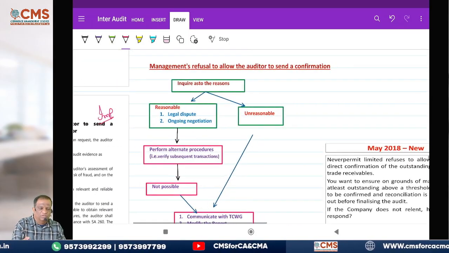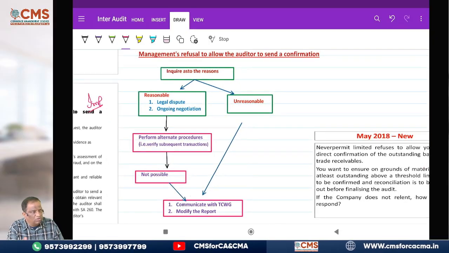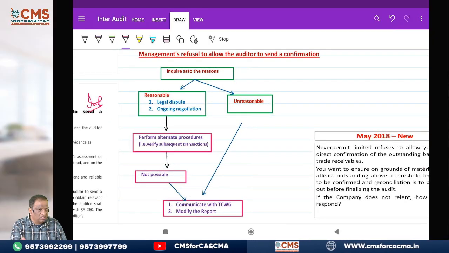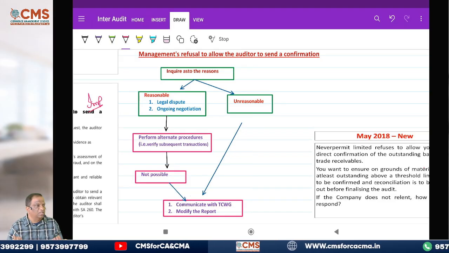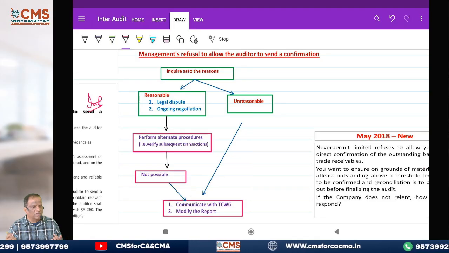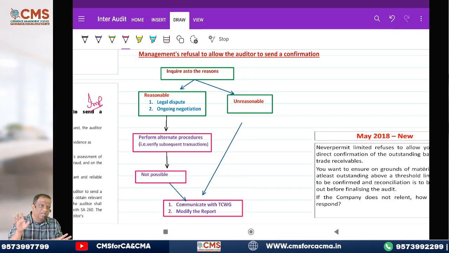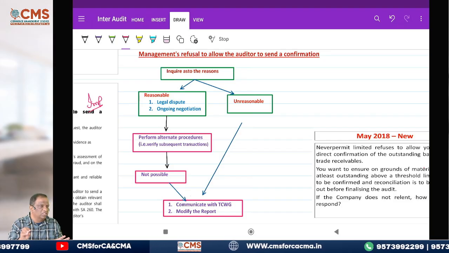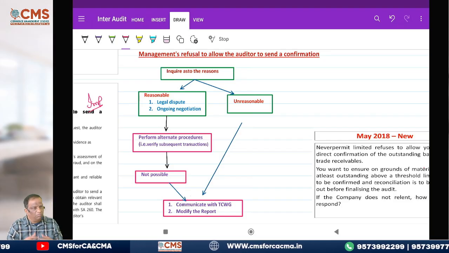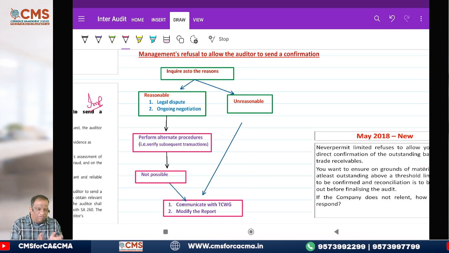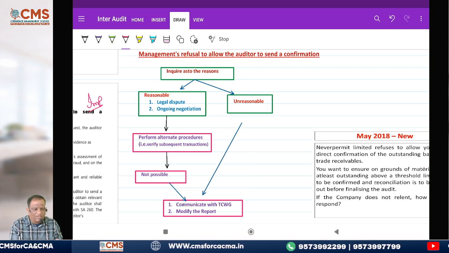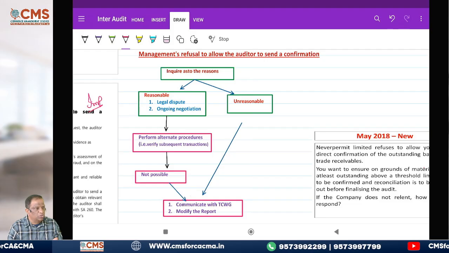What do I do if the management is refusing to allow me to send a communication? First, I will inquire the reasons. Either they are reasonable or I may find them unreasonable. If I find it unreasonable, the point is simple. I will complain, that is what we mean by the word communicate, to those charged with governance, and modify the report if they don't respond. Or if reasonable, even if I agree with them, yes, they have a logic, in this scenario the letter should not be sent.